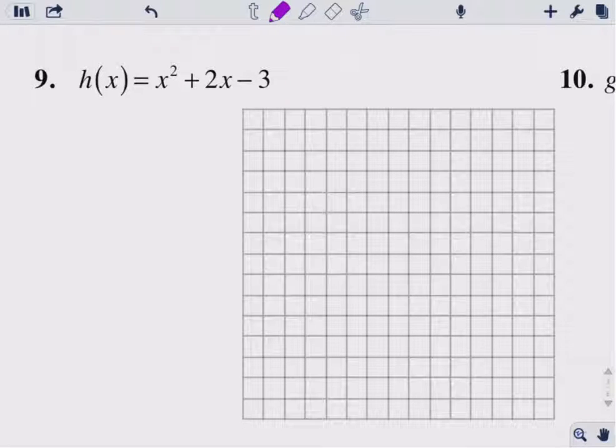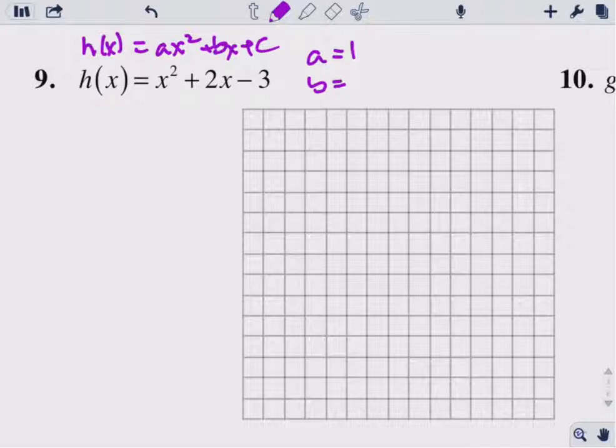Okay, this is page 3 of your review. On these problems, we're using ax squared plus bx plus c. So, a is equal to 1, b is equal to 2, c is equal to negative 3.